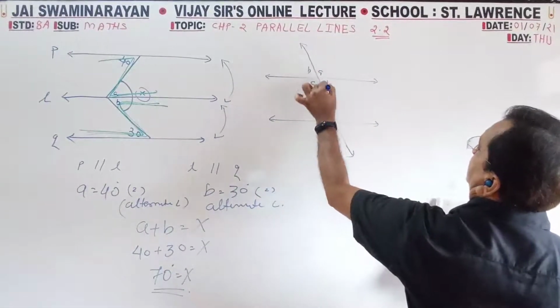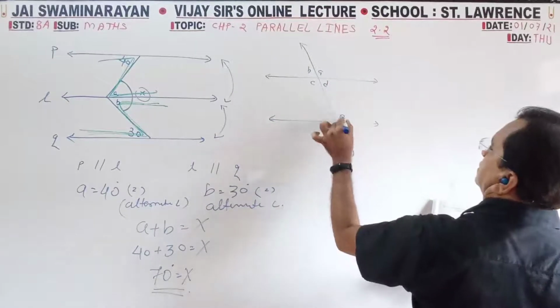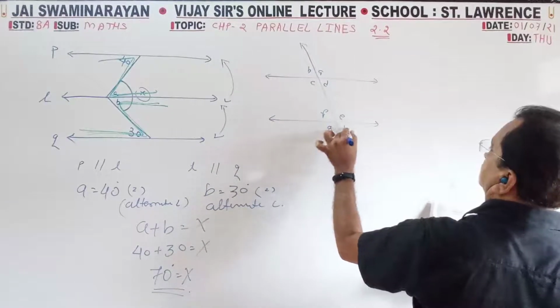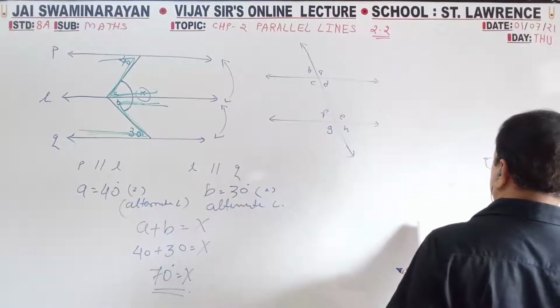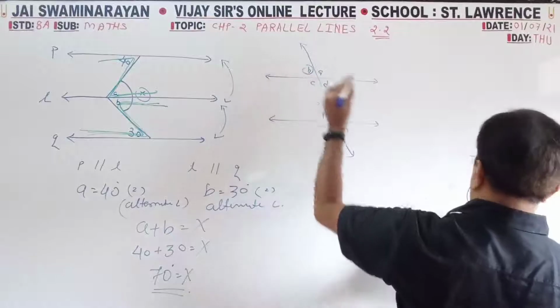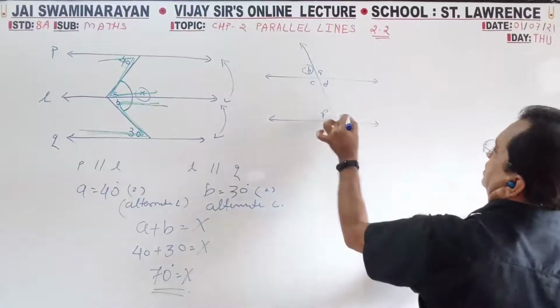A, B, C, D, E, F, G, H. B is given, E is given.